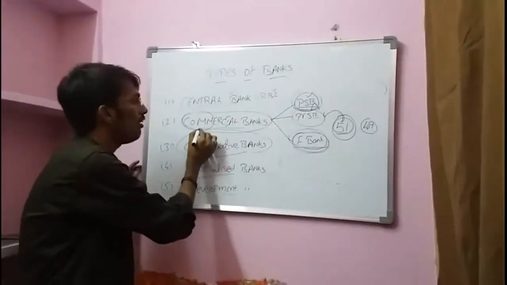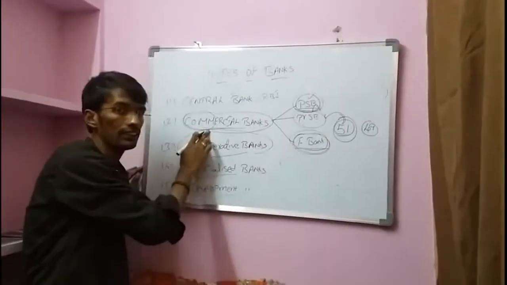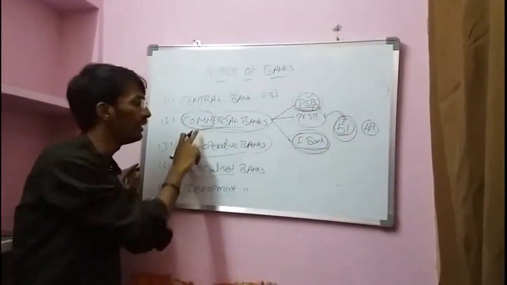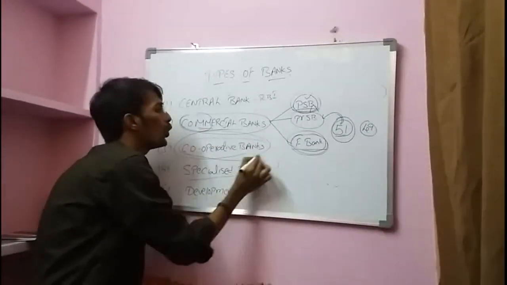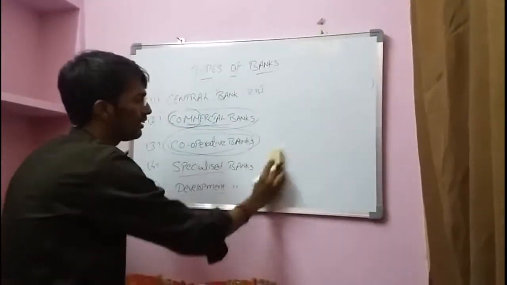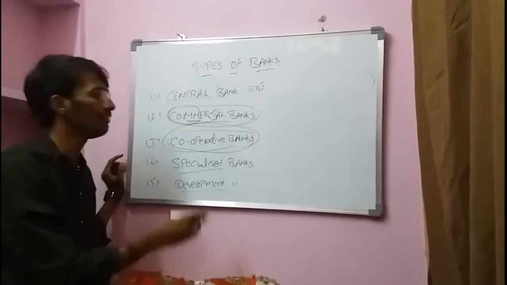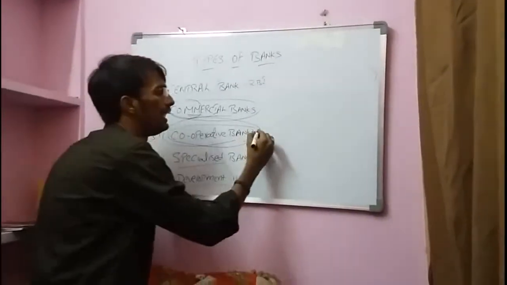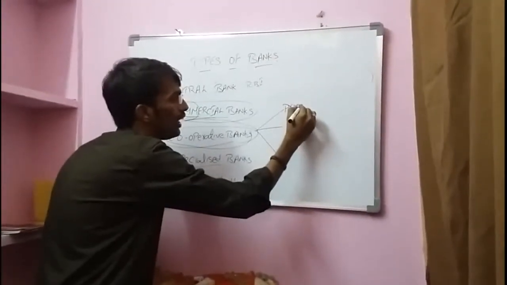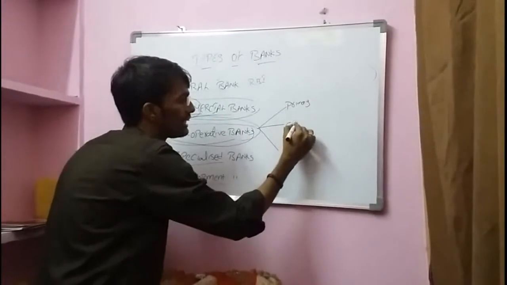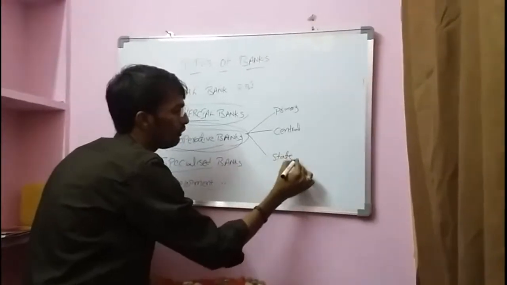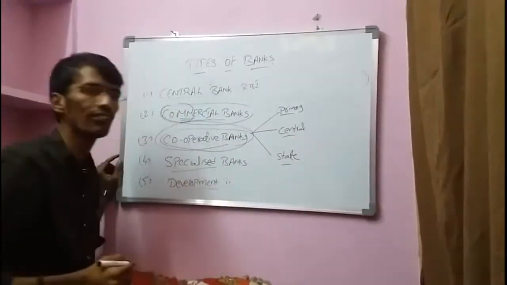These are the three different types of commercial banks. I am repeating at last: commercial banks are profit oriented. Next one is known as cooperative banks. What is a cooperative bank? Generally, we can see this in the villages and towns. The cooperative banks are also divided into three types. Number one, primary cooperative bank. Next, central cooperative bank. And last, state level cooperative bank. These are three different types of cooperative banks.